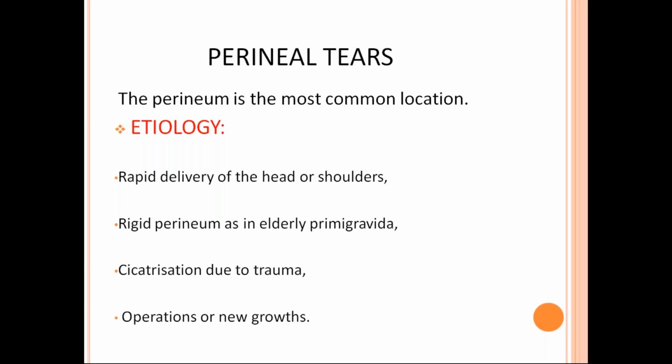Rigid perineum, as I told you, is seen in primigravida, mostly elderly. In young primigravida the tissues are stretchable, but in elderly primigravida the tissues are not stretchable and the perineum is rigid, so when force is applied, either from forceps or through the fetal head, it tears. Earlier healed perineum or healed injury is also a cause. So these are all the causes.